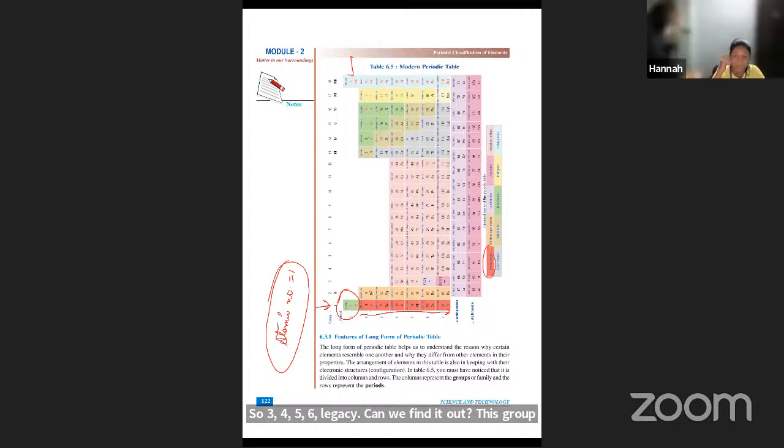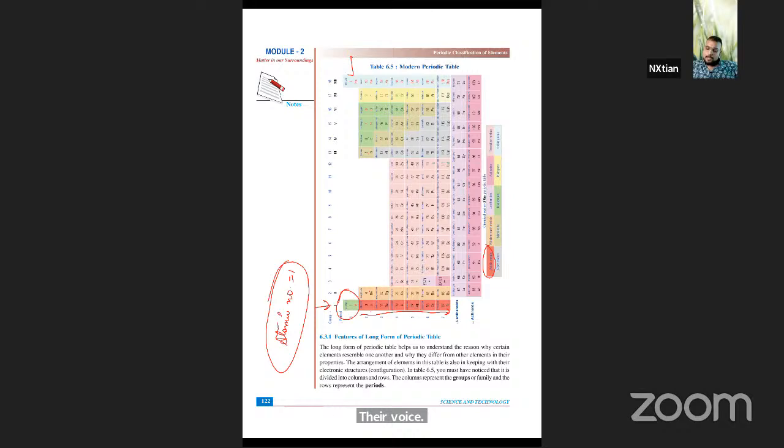In group number one, except hydrogen, this group is called alkali metals. You can see that it is marked with the red color, so it is alkali metal. Yes or no? And group number two is called alkaline earth metals. These are also called base metals. We'll learn this in the coming chapters. When you dissolve them in water, they will create a base. Did you understand?